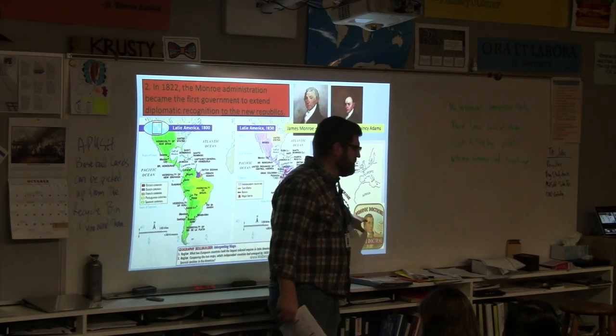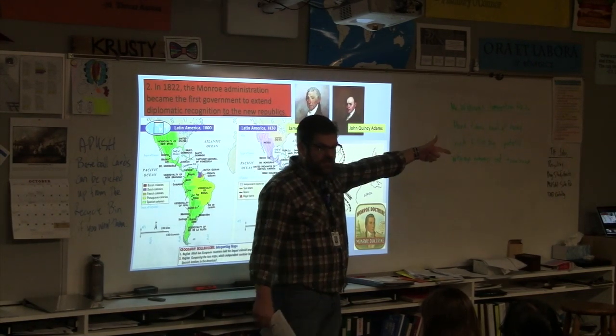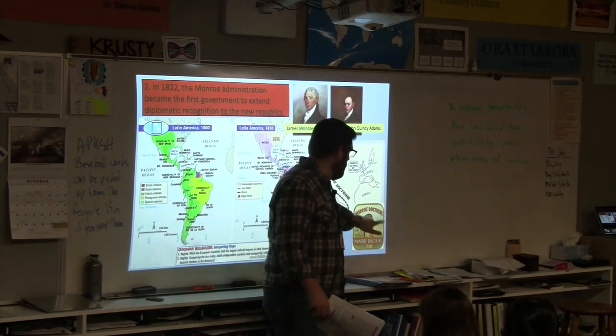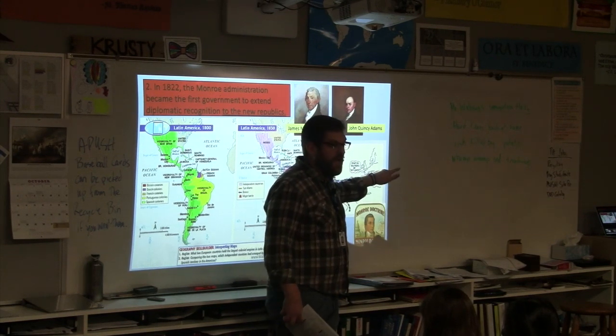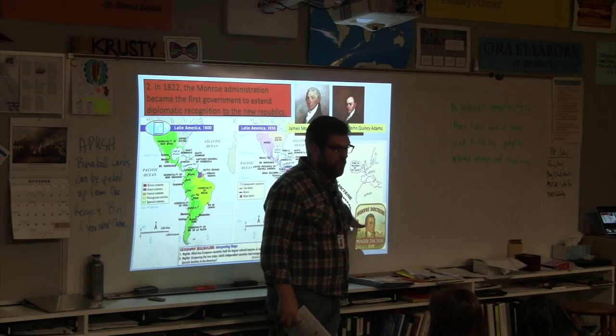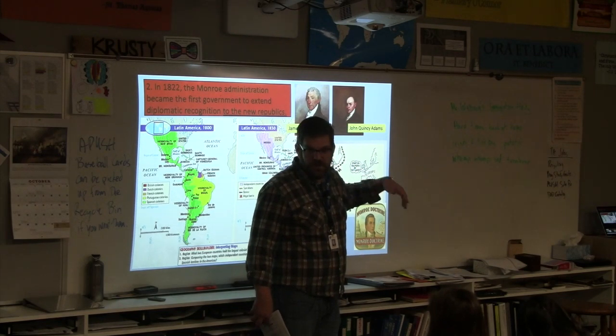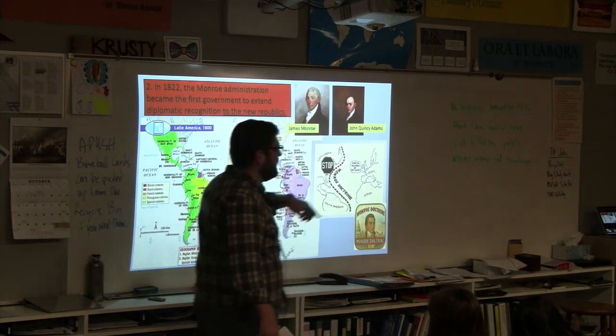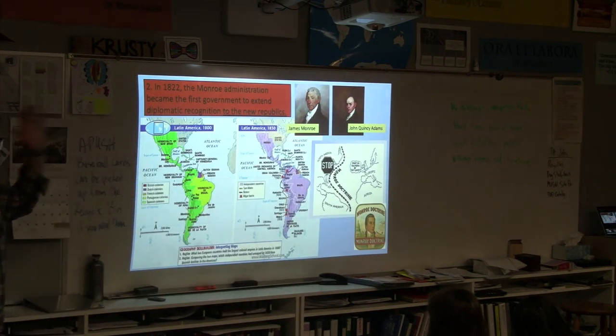Good vocab term, second vocab term today, sectionalism, and next, the Monroe Doctrine. Remember this. This will be basically American foreign policy until World War I, where we would go get involved in European problems. But this is basically, at 1822, becomes for 90 years the way that America approaches the rest of the world.